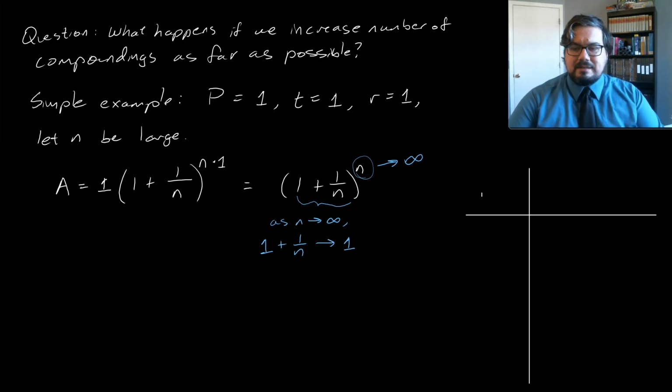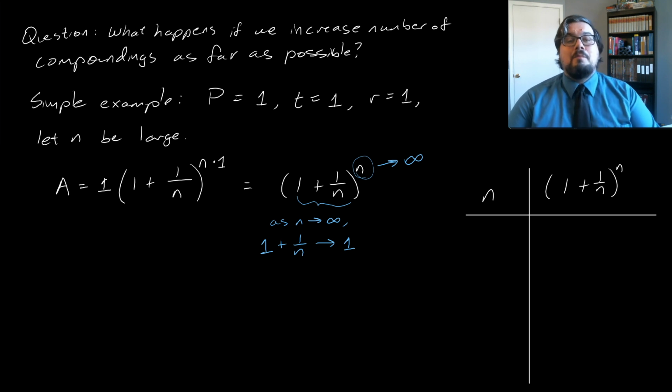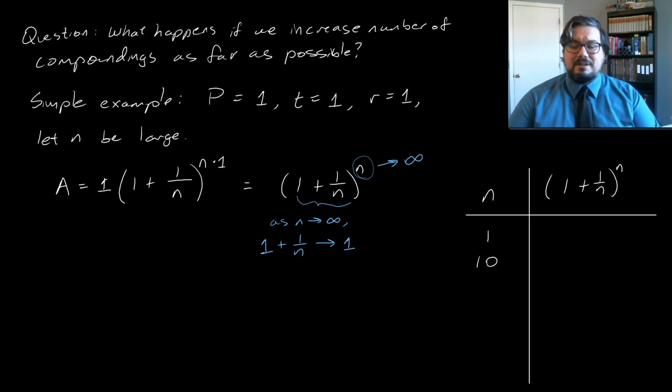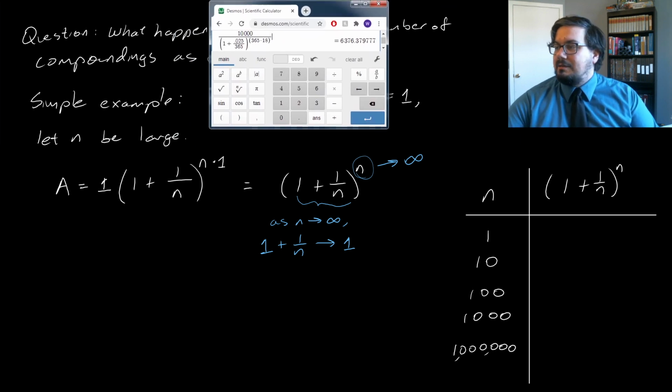So let's take some large values of n and see what we get when we plug into (1 plus 1 over n) to the n. In other words, how much money will I have in my account after 1 year under these scenarios for various amounts of compoundings. So let's start simple. We can compound once a year, 10 times a year, 100 times a year, 1,000 times a year, and then I want to go really big. I want to do 1,000,000 times per year. And let's see what happens to these numbers. Once again, I'm going to pull out my calculator because, of course, doing this by hand would be terribly tedious.